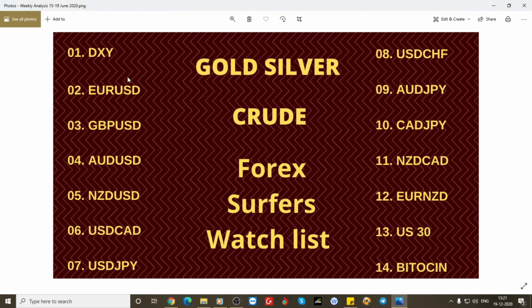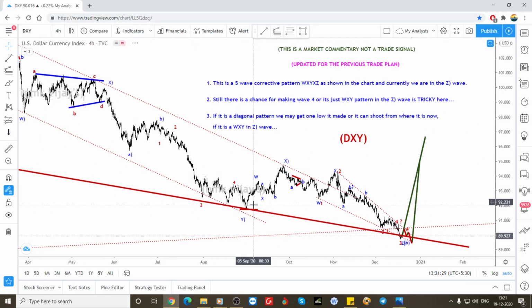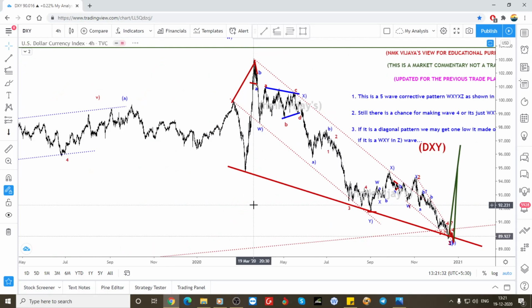So regularly what we are doing, our weekly analysis starts from DXY, followed by EURUSD, GBPUSD, AUDUSD, NZDUSD, USDCAD, USDJPY, USDCHF, AUDJPY, CADJPY, NZDCAD, EURJPY, US30, Bitcoin, gold, silver, crude. So let's start from DXY. This is my 4-hour chart, what you are seeing here.